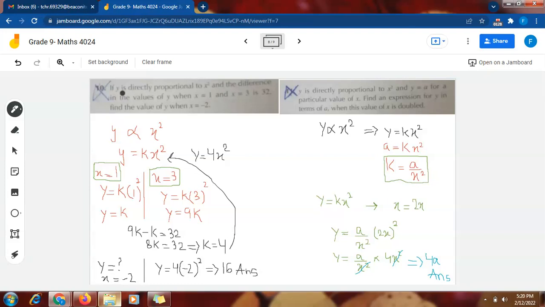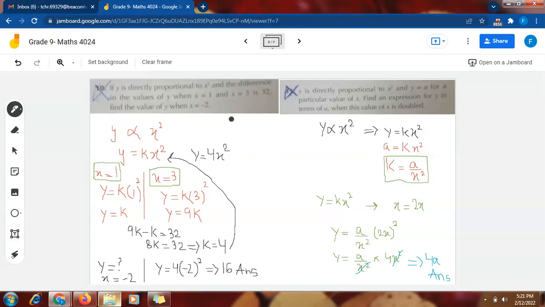If y is directly proportional to x square, it means y is equals to kx square. The difference in the values of y when x is equals to 1 and x is equals to 3 is 32. The difference in the value of y is given, that is 32. This 32 is basically the difference in the two values of y. And what are the values of x? The values of x are 1 and 3.